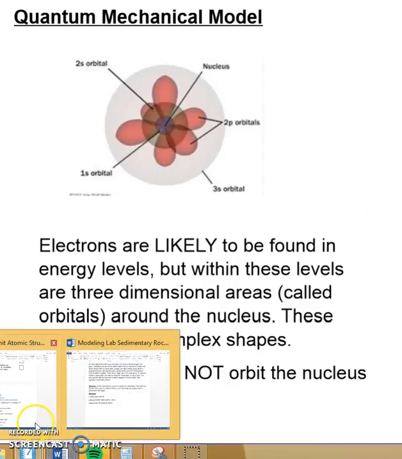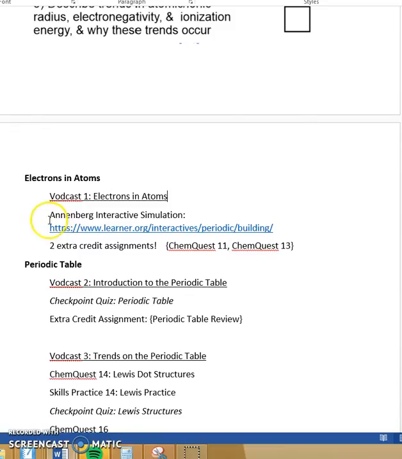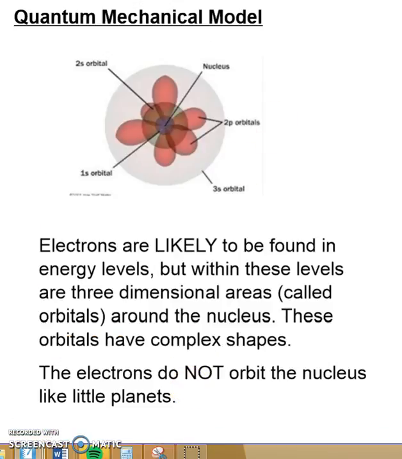But as you move throughout this unit, your next activity is this Annenberg interactive simulation. And I think after working through this, you'll have a better idea of exactly what that quantum mechanical model means. And then we'll take that information and tie it into the periodic table. This is the end of Vodcast 1.